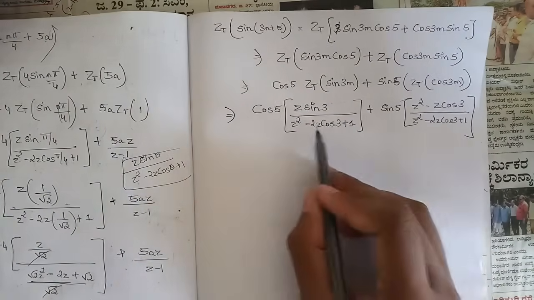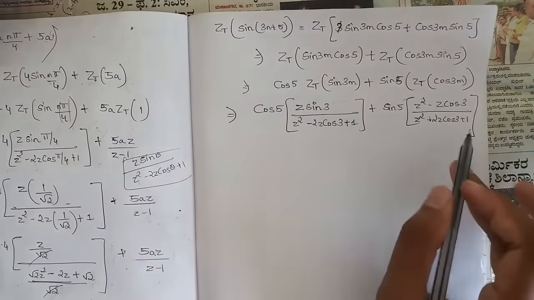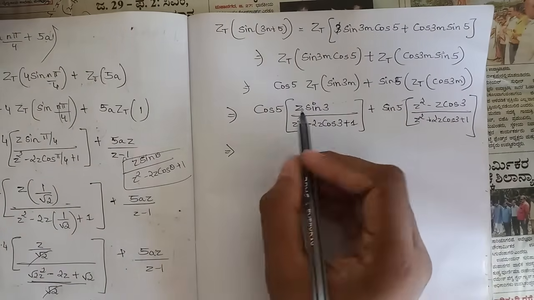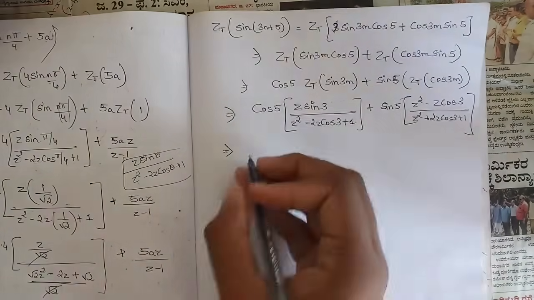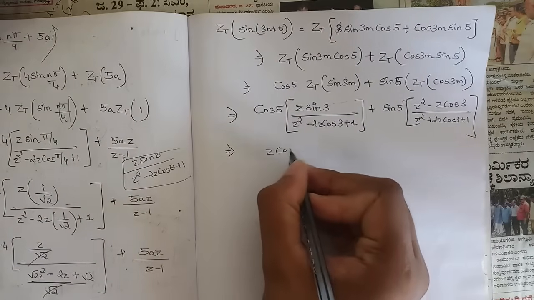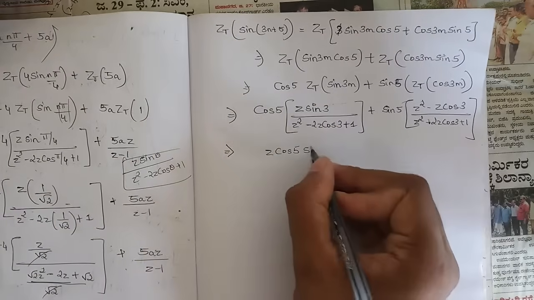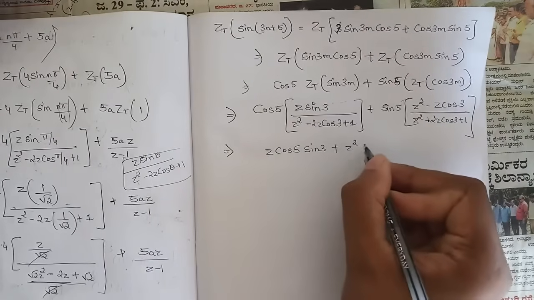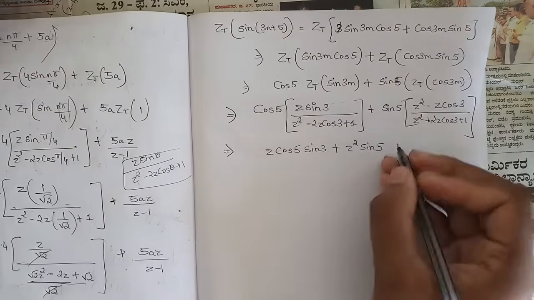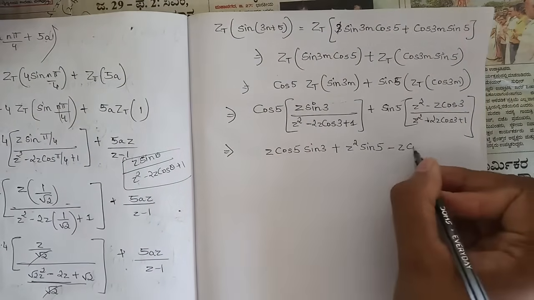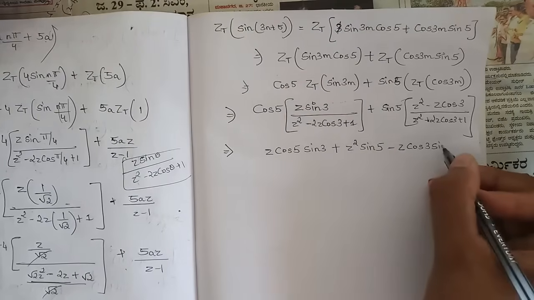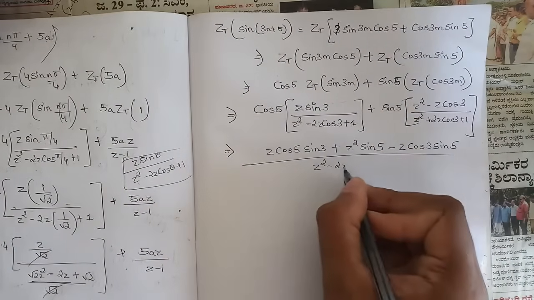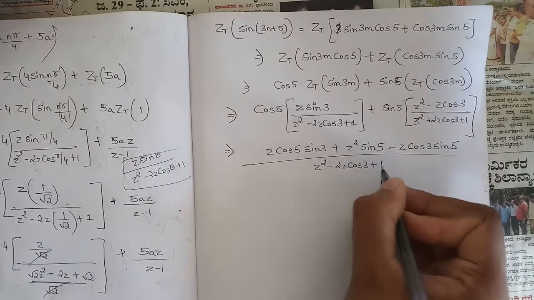So here we can see that the denominators are the same, so we can add the numerators. I'm going to multiply out the numerator: z cos 5 sin 3 plus z square sin 5 minus z cos 3 sin 5, divided by z square minus 2z cos 3 plus 1.